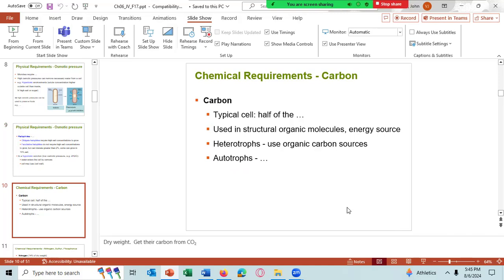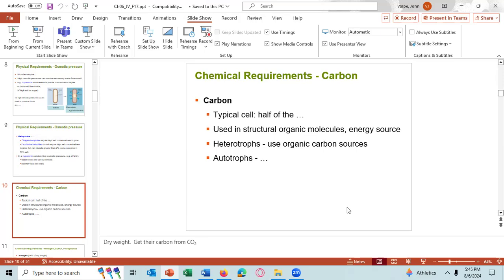All right. One chemical requirement that all cells have is a source of carbon. All cells must have a source of carbon in order to survive and grow. Carbon typically is about half of the dry weight of cells. So about half of the weight, once the cell has lost its water, meaning the dry weight, will be carbon. Carbon is used in structural organic molecules. It is used as an energy source for the cell.